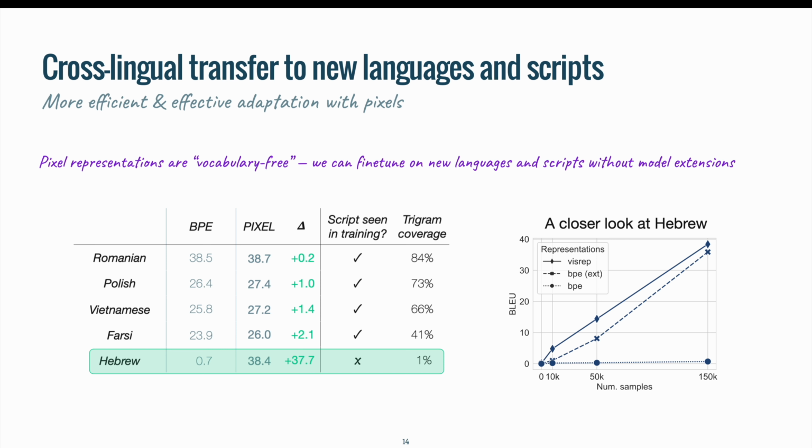Fine-tuning our models for each language individually, we find that pixels perform better than BPE for all 5 languages, with improvements increasing with reduced subword vocabulary coverage. Taking a closer look at Hebrew, we see that we also require fewer examples to get good performance, and further perform better than a BPE model with an extended vocabulary to include Hebrew.